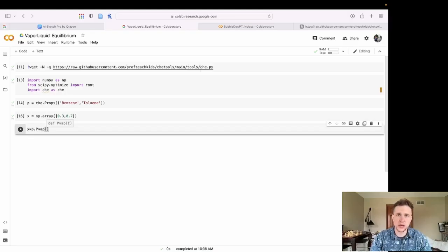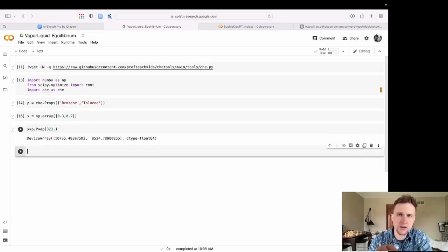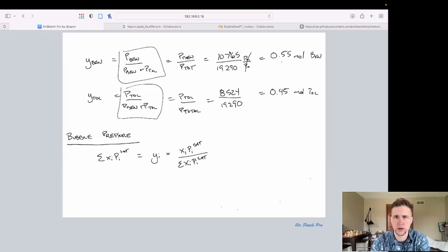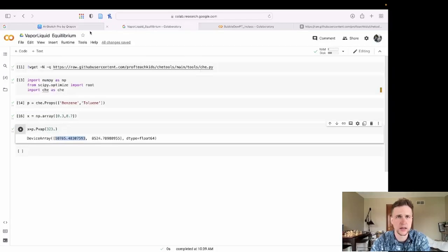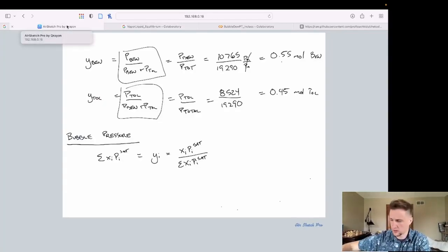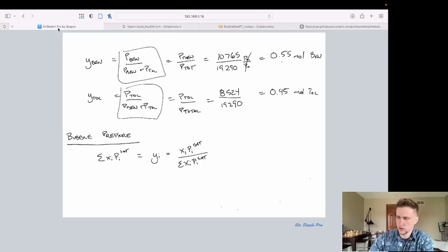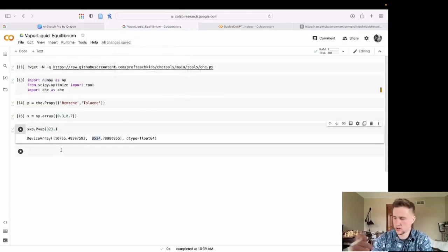this here, and then we said the given temperature was 323 Kelvin. And here is where we were getting our numbers from earlier. So for benzene at 323 Kelvin, according to the Antoine equation and Raoult's law, it gives us 10,765 pascals, which is what we put right here. And then for our toluene, we had 8,524, which are the numbers we were pulling right there. And so that is how we were getting to those numbers, and that adds up to the total pressure.